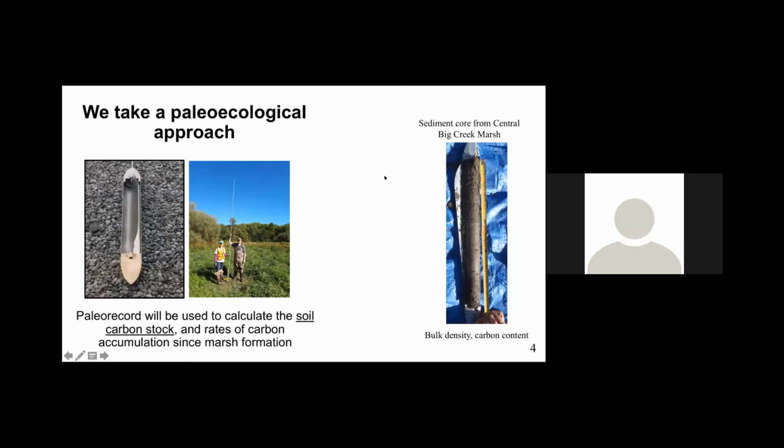So with this core that we have collected, we've been taking bulk density measurements and measurements of carbon contents to estimate the total soil carbon stock of this site. We also are employing dating techniques to estimate rates of carbon accumulation. Lead-210 techniques will be used to look at short-term rates of carbon accumulation in the soils of this site, so this is rates of carbon accumulation in the soils over the last few decades.